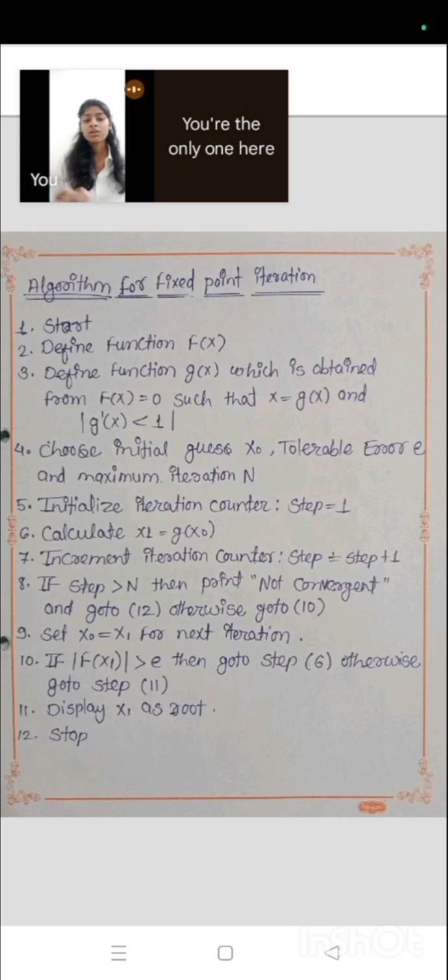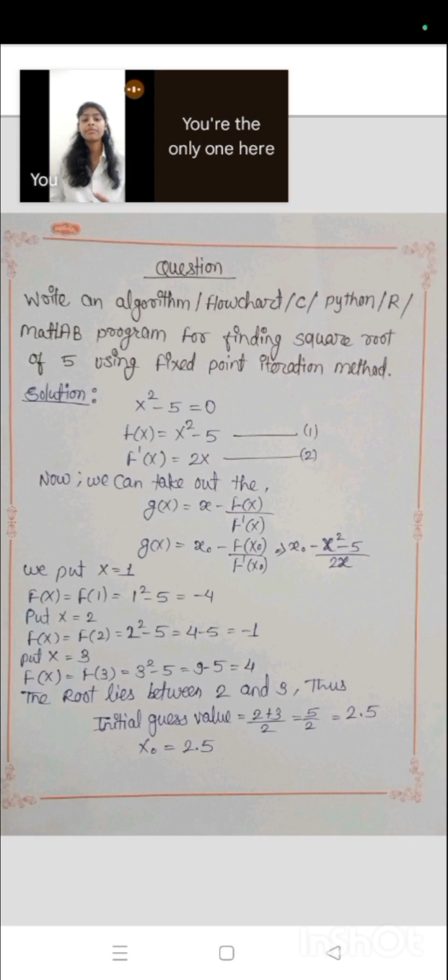Then in the next step we set x0 is equal to x1 for the next iteration, and again we check the if condition: if f of x1 is greater than e, then go to the 6th step and again calculate x1. Otherwise we go to the 11th step and print the x1 root. And in the last step we stop the algorithm. And here this algorithm is completed, and we find the square root of 5 using the fixed point iteration method.